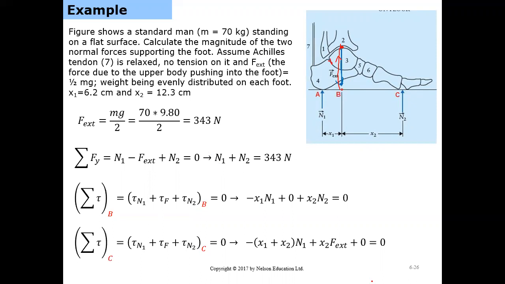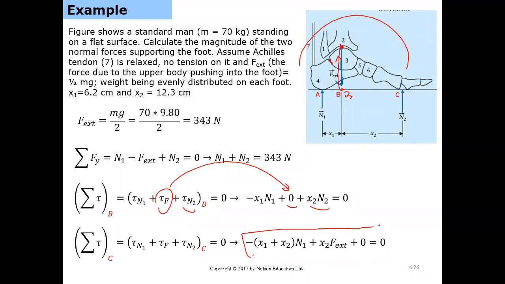So the torque from F is 0. Now the torque from N2 will be N2 multiplied by X2. Now what is the direction it is trying to turn about point B? Counterclockwise, so that is positive. So you get this equation. Okay, right. Now we have 2 equations.